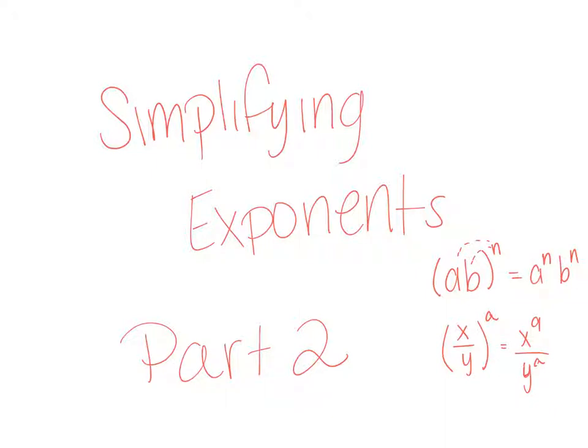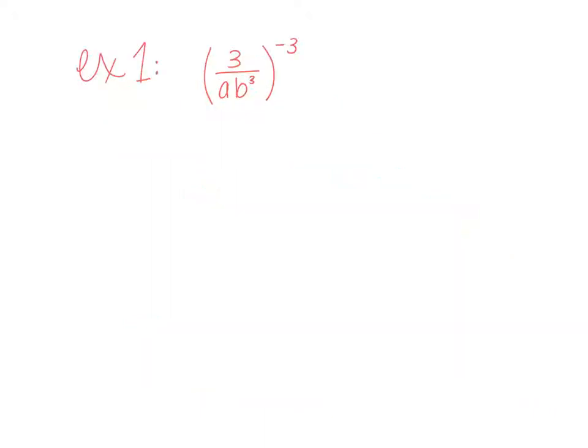It also works over division. So if you have something divided by something to a power, you can distribute the power to the top and to the bottom. So here's our first example. 3 over ab cubed, all to the negative 3.